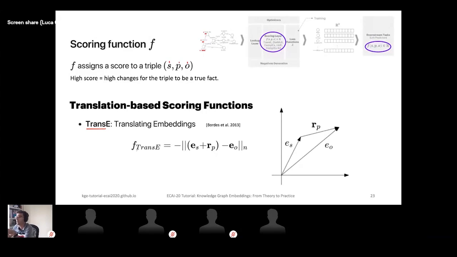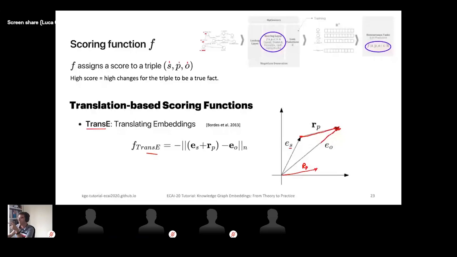Now, this model assigns a score to a triple using this equation, but I'm going to give you an intuitive explanation of how it works. If we have the embedding of the subject S, for example George, the embedding of the subject S is this vector here. And then we have the embedding of the property P here. Imagine translating this vector that I just drew, so that you can sum it up with the vector of the subject, and you end up in a position in the space which should be quite close to the embedding of the object, EO.